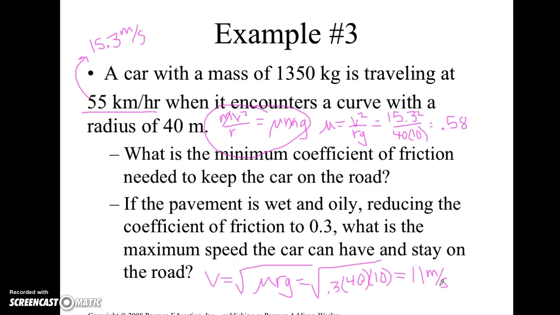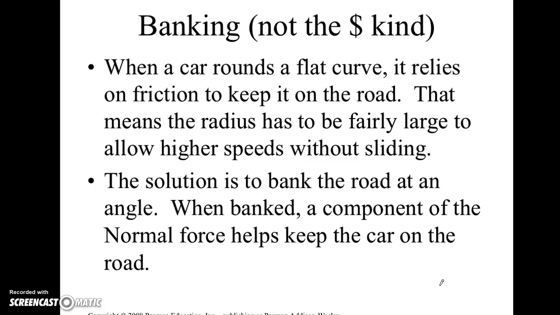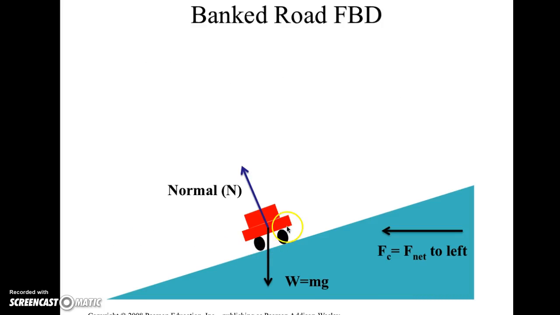Okay, so now what do you do if you don't want to rely on friction? Well, you have to bank the road. This is not the money kind of banking, but when a car runs a flat curve, it relies basically on friction alone to keep it on the road. And so the radius has to be fairly large to allow higher speeds without sliding. If I want the radius to be smaller and still allow the high speeds, like on an interstate or a racetrack, the solution is to bank the road at an angle. What that does is that a component of the normal force helps keep the car on the road.